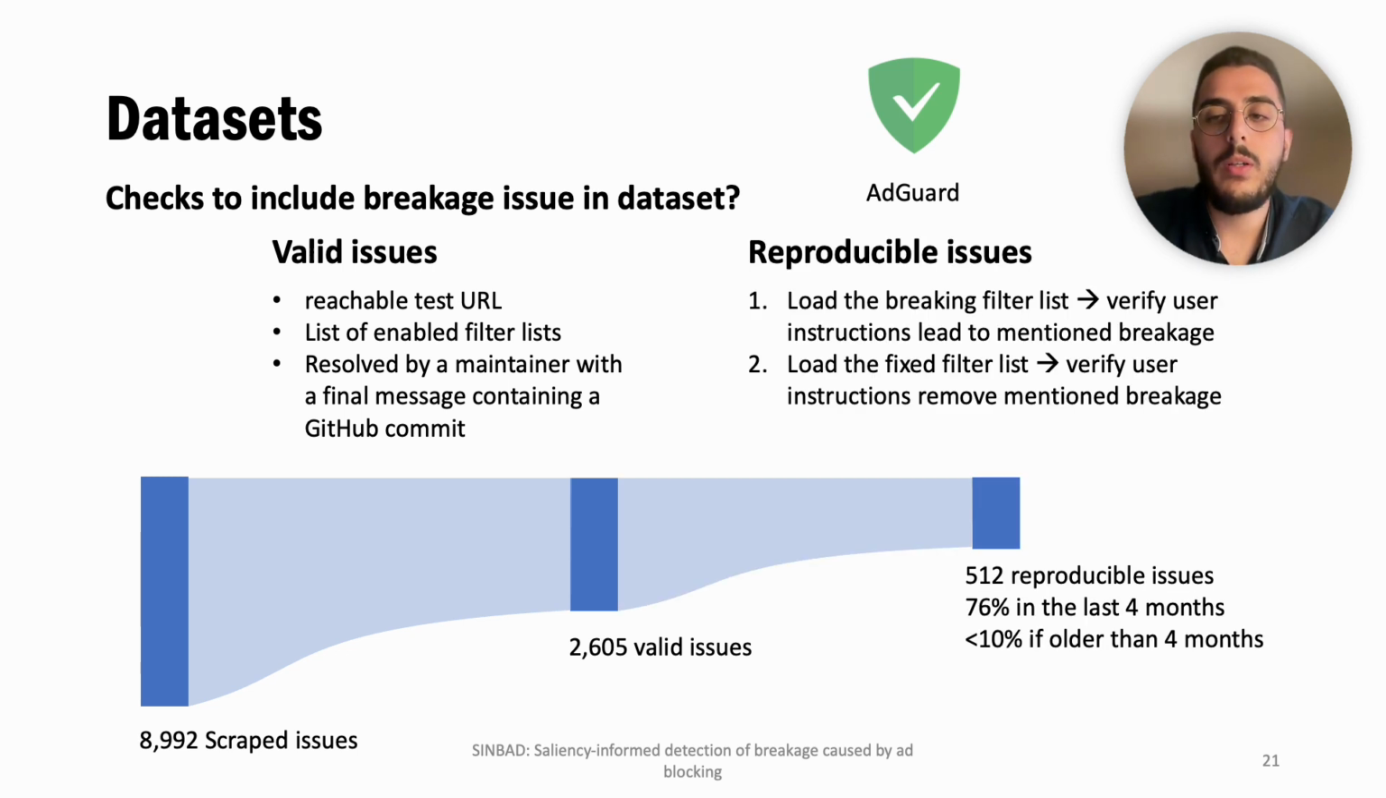Then, we try to manually reproduce each of the 2000 issues by loading the ad blocker before the fix and after the fix, and verifying what the user observed and that the breakage happens. We find that issues older than 4 months are rarely reproducible, primarily due to web page layouts and functionalities changing drastically since then. So we stop manually reproducing issues after that cutoff.